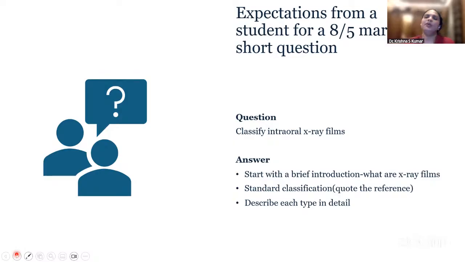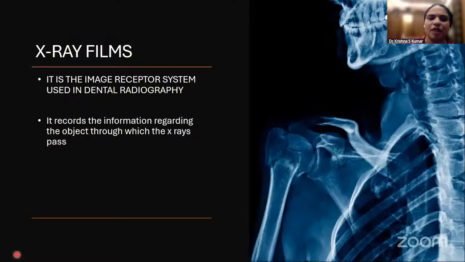Now we'll move on to a short question, that is classification of intraoral X-ray films. You have to start with a brief introduction, as I have already told you, about what X-ray films are and what they record. You can quote a standard classification, and you can quote from where you took that classification, and then go into detail about each subtype. So the introduction: X-ray films are image receptor systems. They record information about the structures through which the X-ray passes.